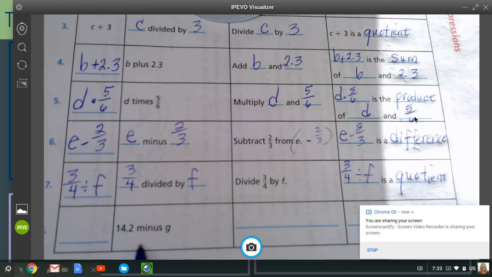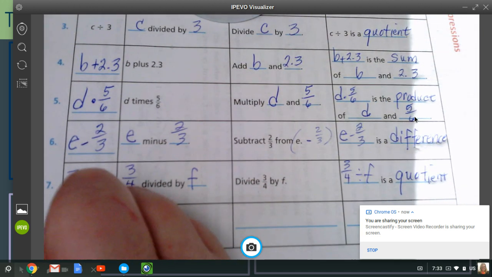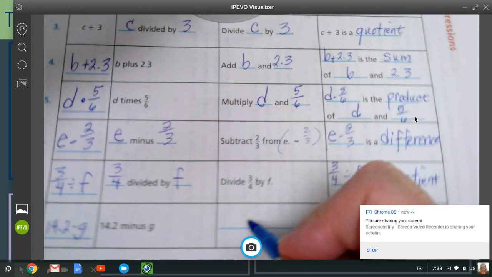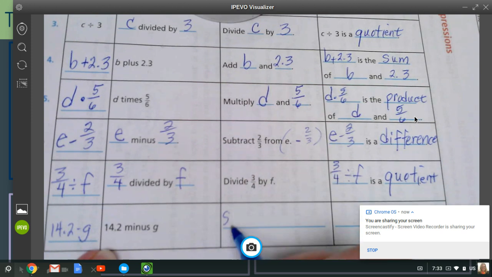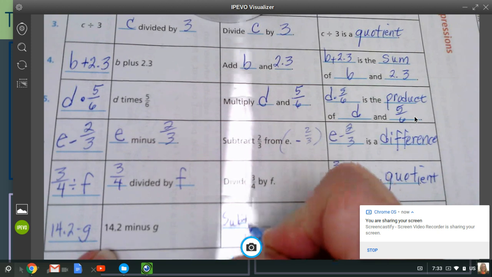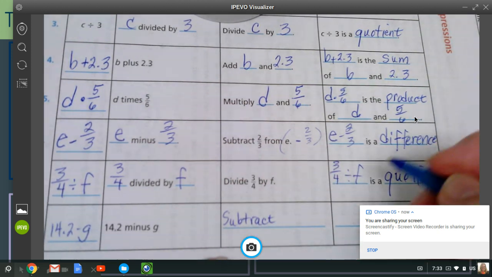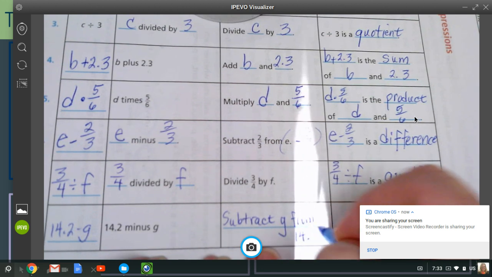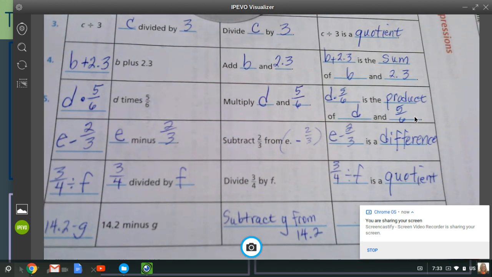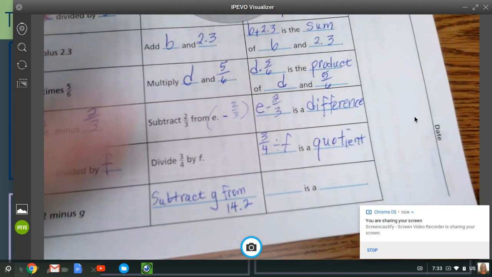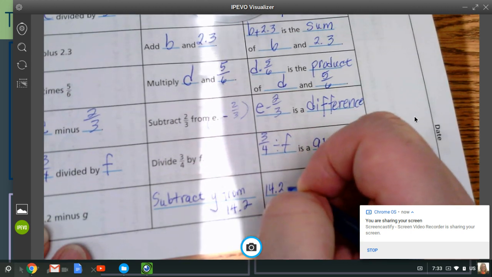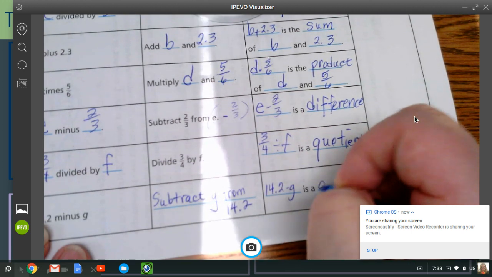Here we have 14.2 minus g. We are going to subtract. So this time, for the first time, we have to actually describe what we're doing. So the operation is to subtract g from 14.2. Again, just rewrite the problem. 14.2 minus g is a difference.